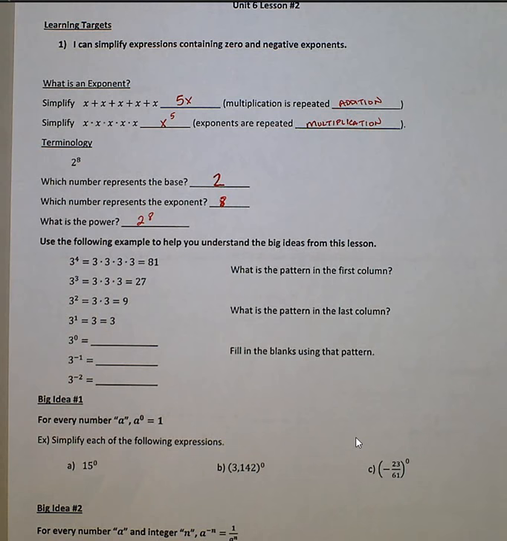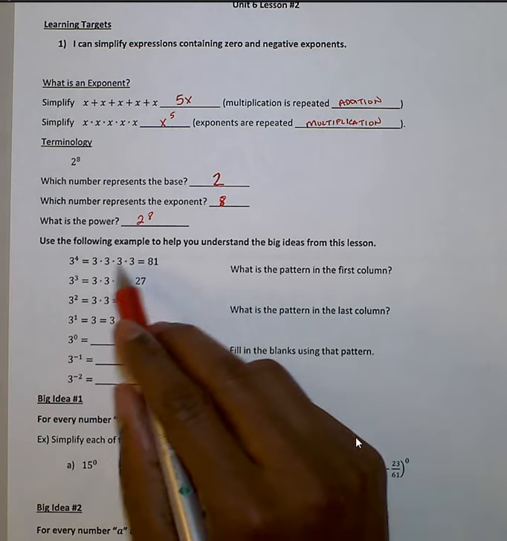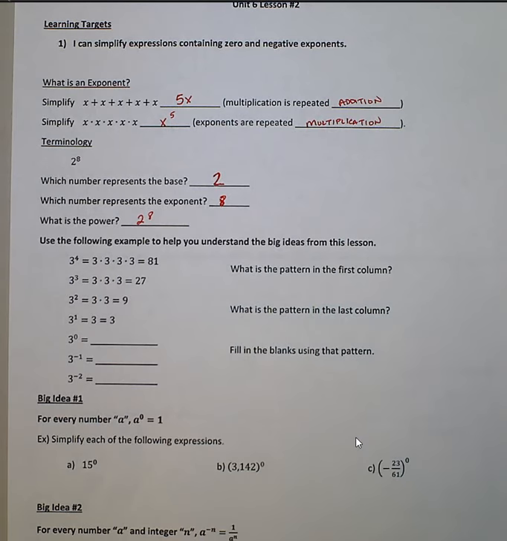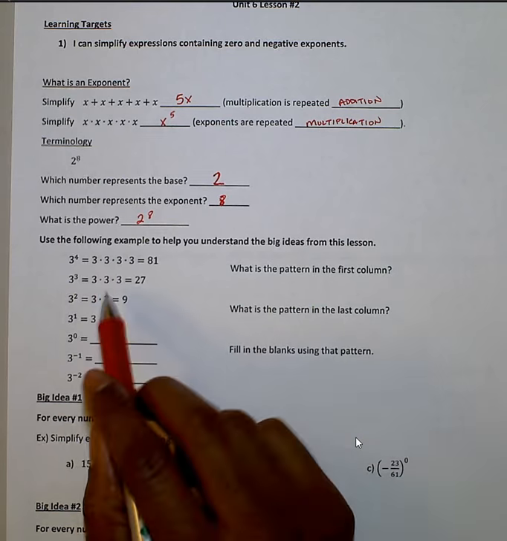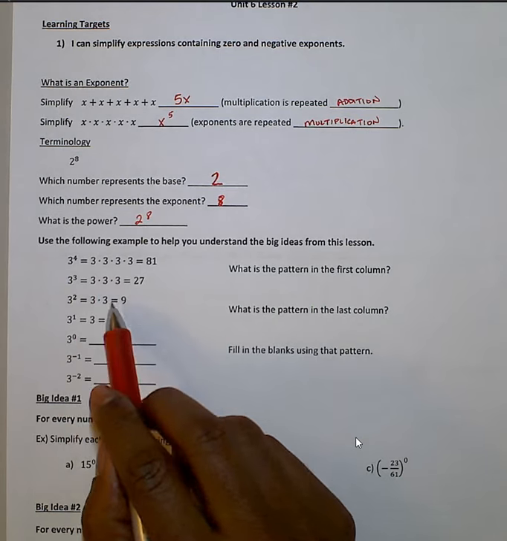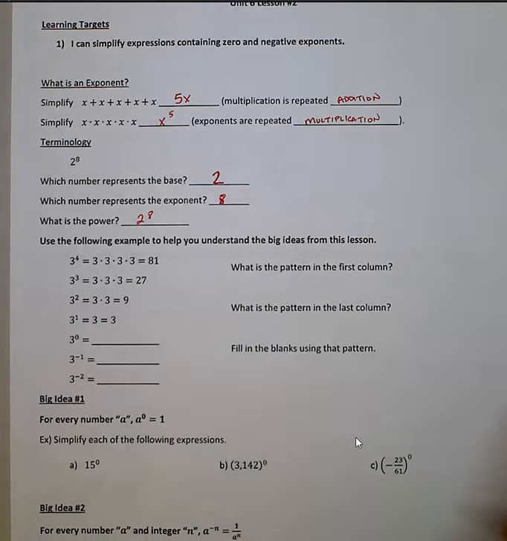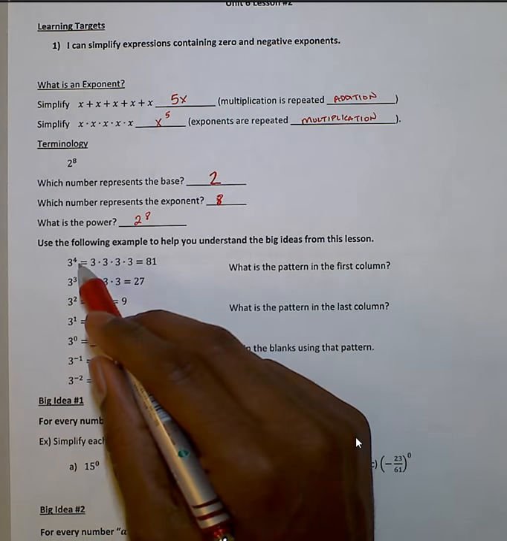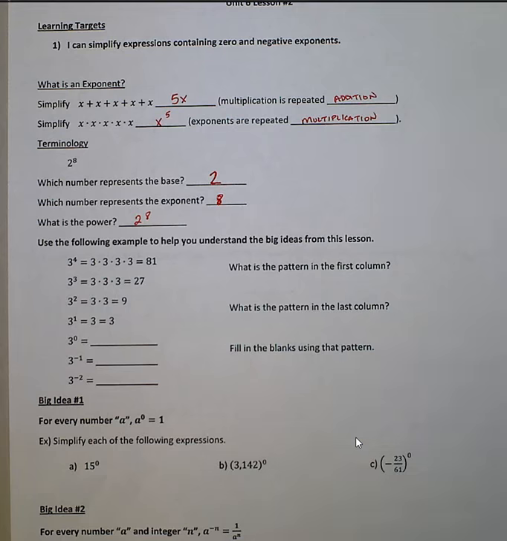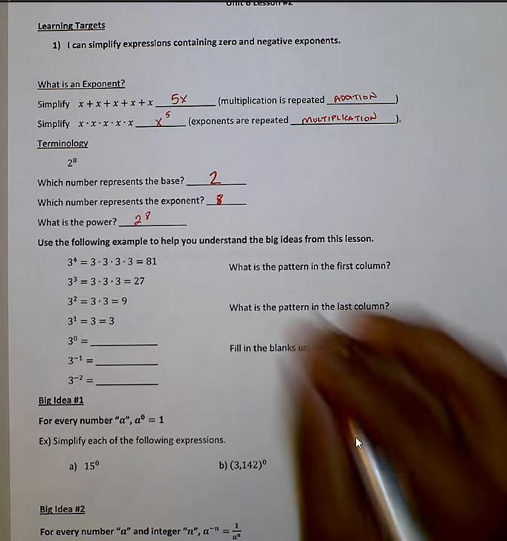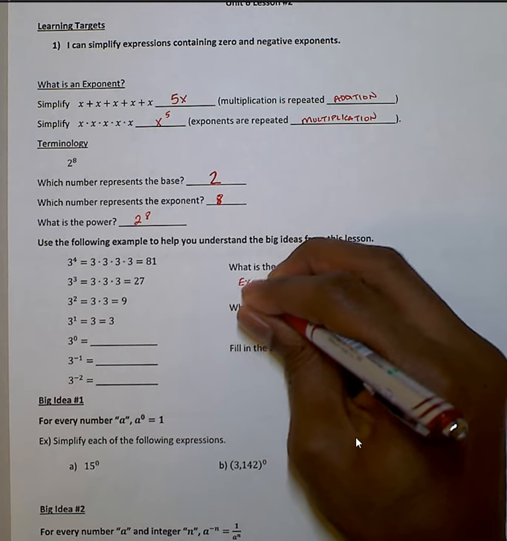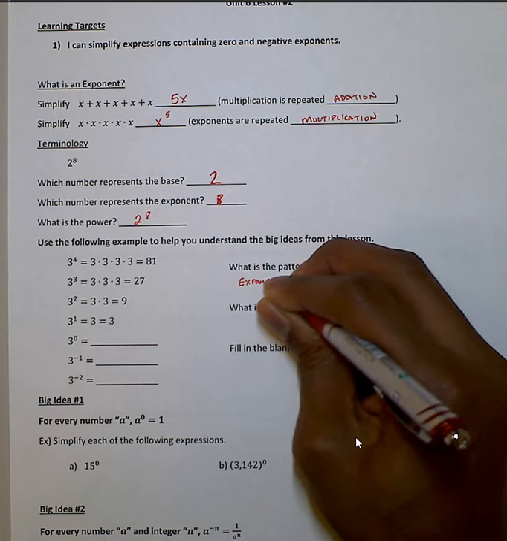Alright, so let's look at how we can find some patterns in these zero and negative exponents. 3 to the 4th is 3 times 3 times 3 times 3, 81. Okay, what's the pattern in the first column? 3 to the 3rd, 27. 3 to the 2nd, 9. 3 to the 1st, 3. What's happening in this first column is that the exponent decreases by 1.